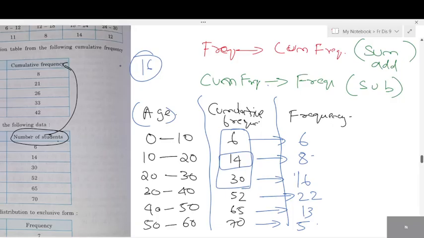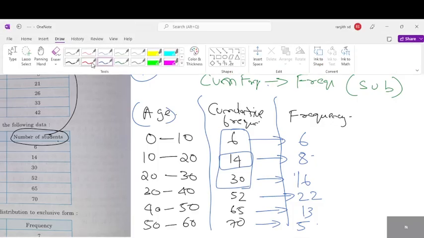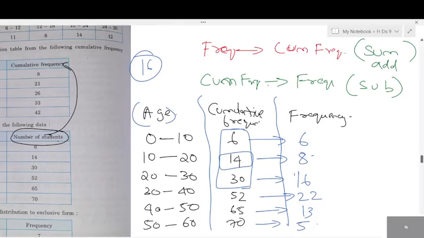How will you all remember? I know you remember. What's the trick, students? Any trick? I'll tell you one trick. Just now I asked you all, and you are giving wrong answers. For the first one, you all are telling subtraction. Okay, I'll tell you one thing.